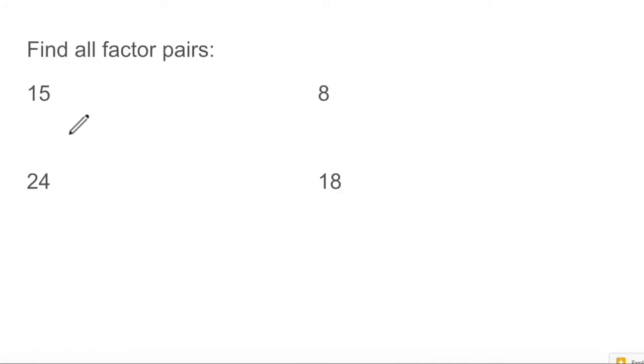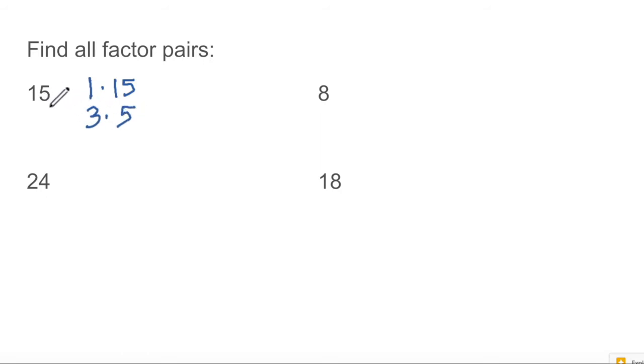So here's a little exercise. Find all factor pairs of, let's start with 15. Well, again, the first one is the most obvious one, 1 times 15. And then how about 2? 2 times, well, 15 is odd, so there is no 2. 3, well, 3 times 5 is going to give us 15.